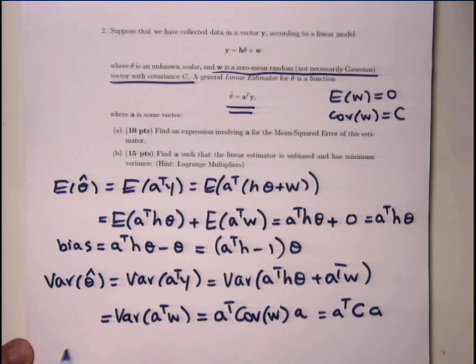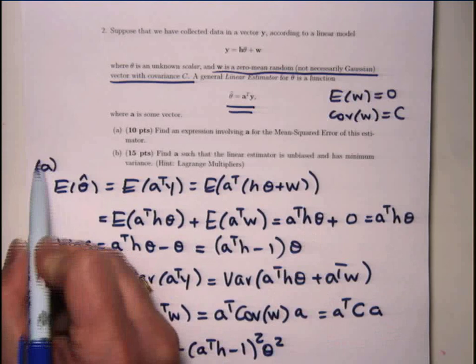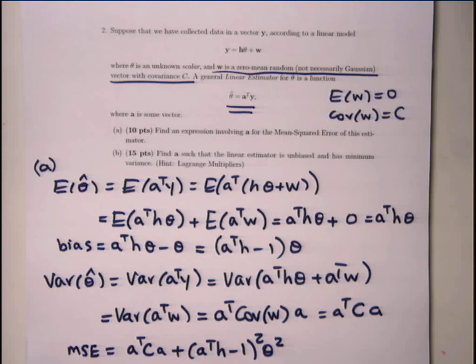So the mean squared error is A transpose CA plus A transpose H minus 1 squared theta squared. So I'm taking the square of the bias and adding it to the variance, and that gives me the mean squared error. So this is part A.